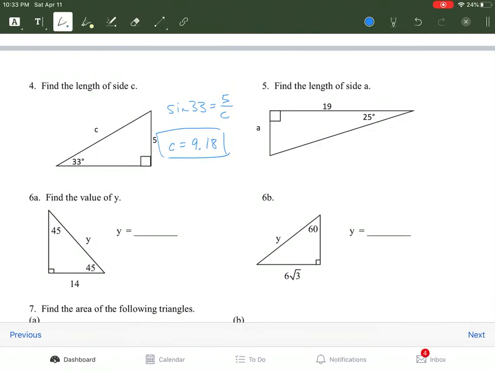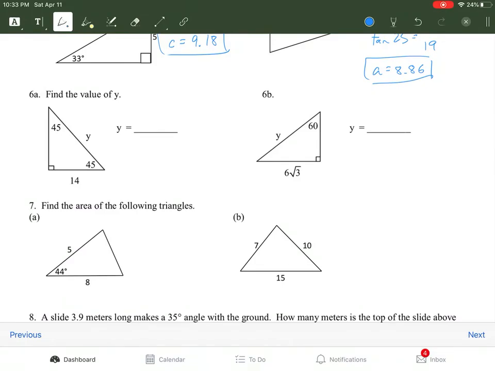All right, for number 5, we're going to use the opposite on the adjacent, so it's going to be tangent of 25 degrees is equal to the opposite. Oops, let's make sure that looks like an A and not a 9, over 19. So you multiply by 19 on both sides, and A will be 8.86.